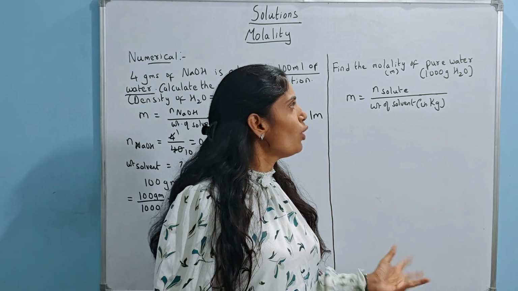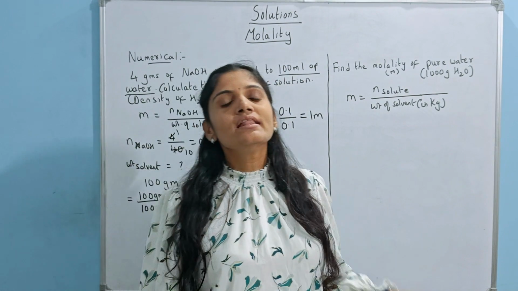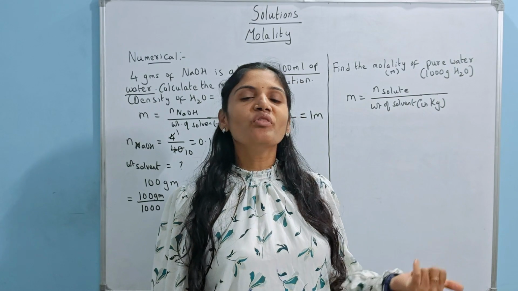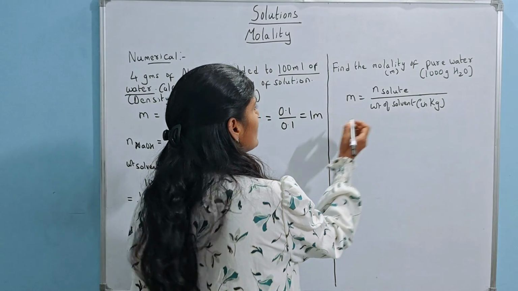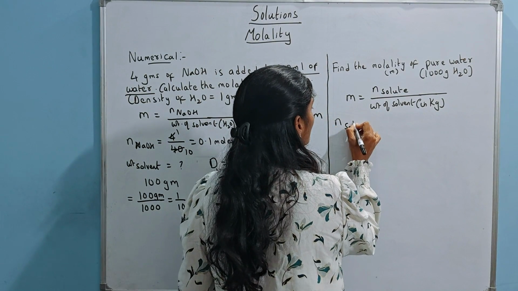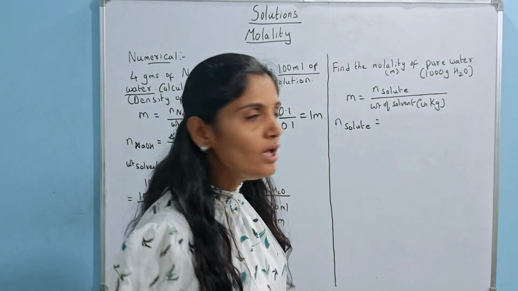Now here, when I talk about pure water, when I was teaching molarity, I clearly told you, in these cases we consider both the solute and solvent as water only. First, let us calculate the number of moles of solute. Number of moles of solute is equal to given mass divided by molar mass.